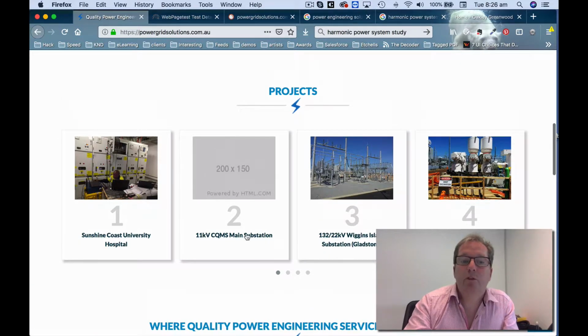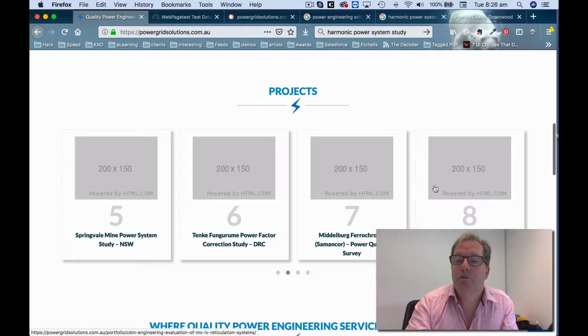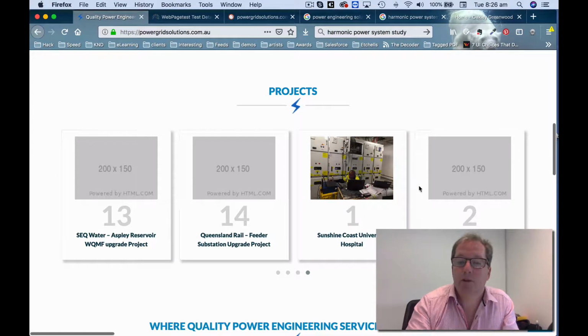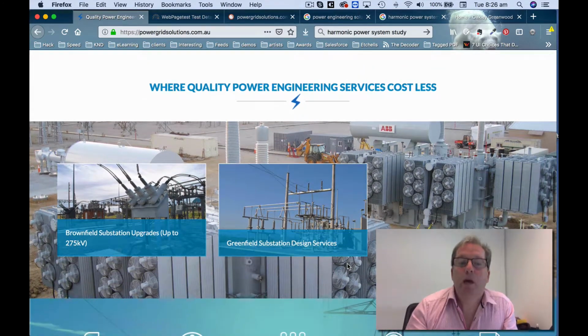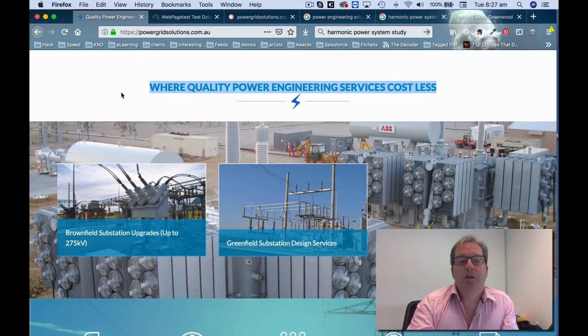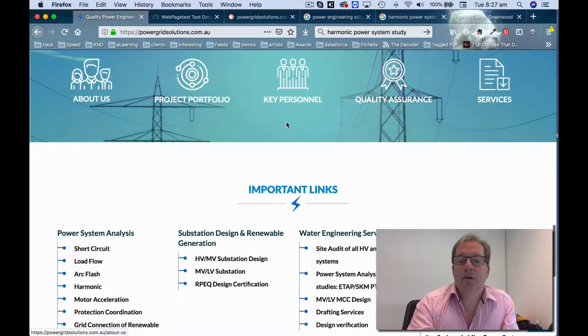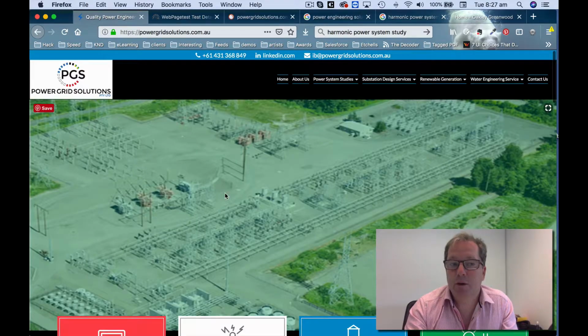So a few technical things. You've got some images missing in these projects, and the more you flick through, the more images are missing from your projects. So I'd definitely get those all up to date. "Where quality power engineering services cost less." That's really your first positioning statement, if you like, but it's buried down the page. It's just lacking real engagement, this first page.